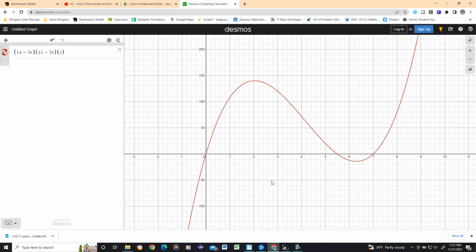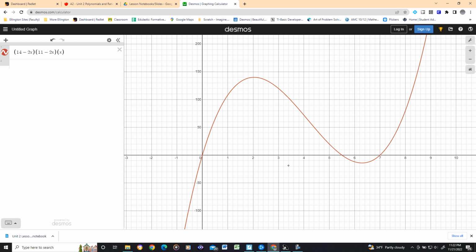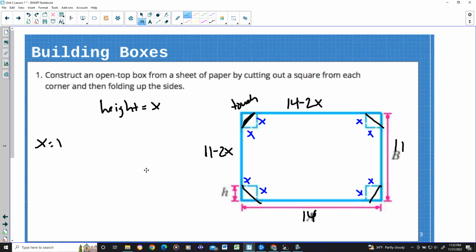So the only number that makes sense is anything from 0 to 5.5. That happens to be the domain. So if I look at this graph here, I can now say the domain is x is less than 5.5, but greater than 0. And we don't want to use equal to here because, again, I won't have a box at that point. So x can be some number in between 0 and 5.5.